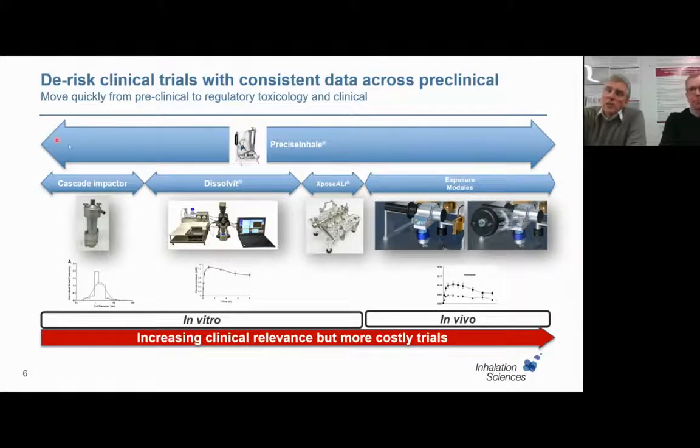Now you can see here the PreciseInhale can be used to generate aerosol across the whole preclinical workflow. And then if you see vertically here with the cascade impactor, you can do the particle size determination. With the Dissolve It, as Mikael mentioned, you can generate already Cmax, Tmax kind of PK curves already in vitro. And Maria will describe this system in more detail in a moment. With ExposeAli, we can expose cells, as Mikael described, with the aerosol. And then with the in vivo modules, we can generate pharmacokinetic data and get systemic blood levels. So this just gives you a different perspective on our portfolio.